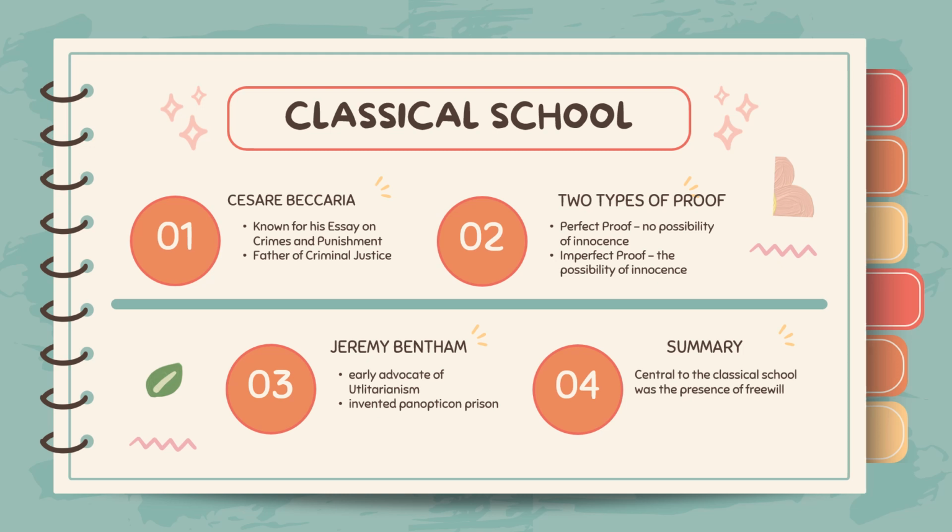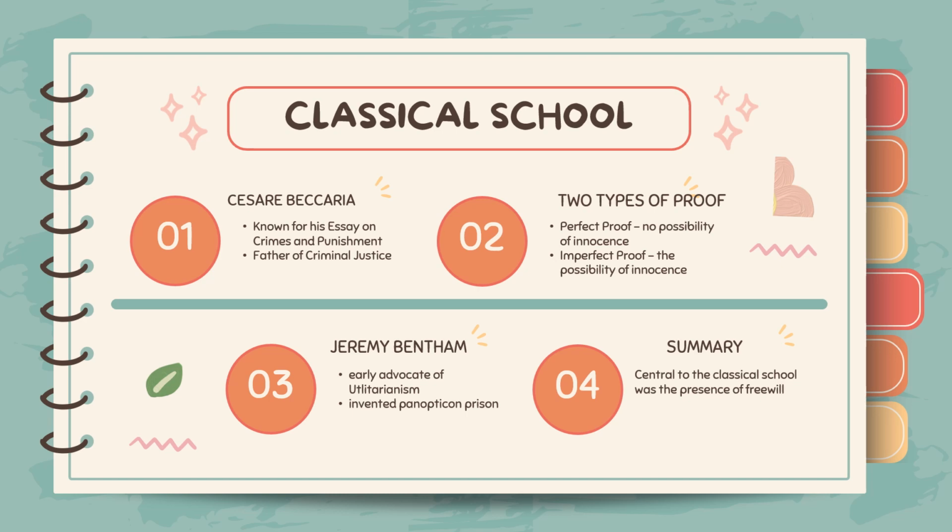And also another argument of the classical school, punishment can deter people from crime as the cost outweighs the benefits, and the severity of punishment should be proportionate to the crime. So that means the swifter and more certain the punishment, the more effective it is in deterring criminal behavior. So those are the arguments under the classical school. But just to give a brief summary, what is central to the classical school is the presence of free will.